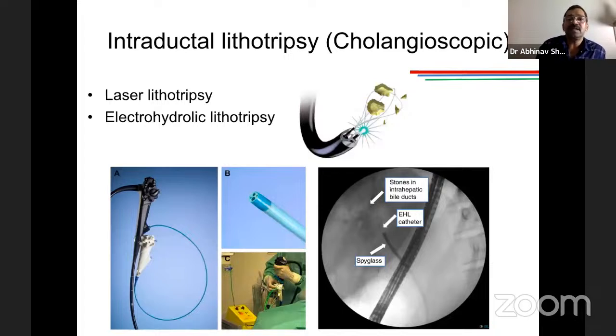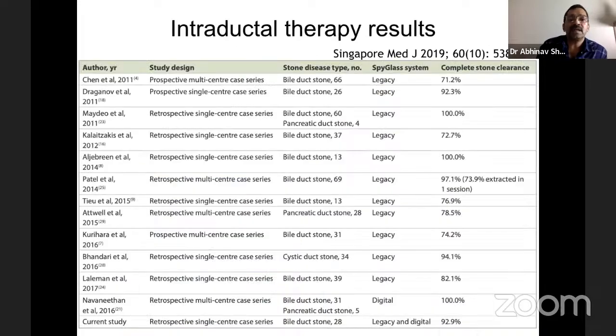Intraductal lithotripsy is catching up. The cholangioscope is different equipment. You can pass this equipment through the biopsy channel of the scope. You can directly peep into the CBD. You can pass laser fibers. You can pass electrohydraulic equipment, and you can pulverize the infected stones. And these are the trials. For all of these trials, the criterion of selection was that the number of patients should be more than 10. And you can see the results vary from 72% in earlier series to 90 to 100% success in the series which were published 2005 and onwards.